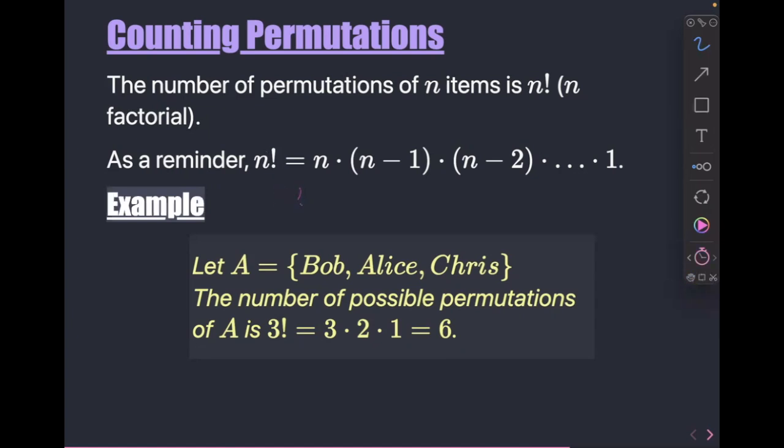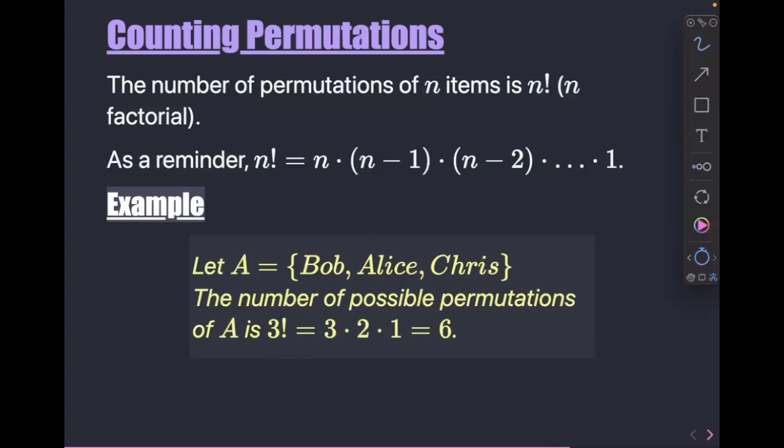Like 5 factorial would be 5 times 4 times 3 times 2 times 1, right? So anything factorial is just itself times all the numbers less than it going down to 1. And so again, for A, we have a set of size 3. And so we're creating all possible 3-tuples, right? All possible permutations of length 3 of this set of elements. And so that will be 3 factorial many possible combinations.